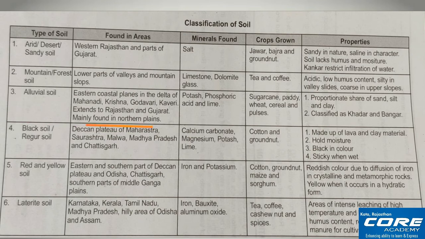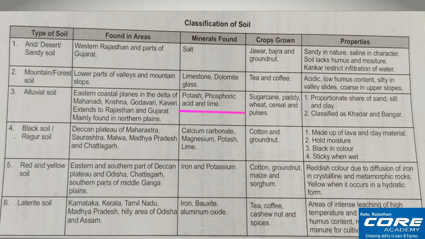As I have told you, rivers play a very important role in the formation of alluvial soil. It also extends to Rajasthan and Gujarat, and is mainly found in the northern plains, as it is written clearly here. Now the next one is minerals found. Which type of minerals are found here? Minerals like potash, phosphoric acid and lime are found here.